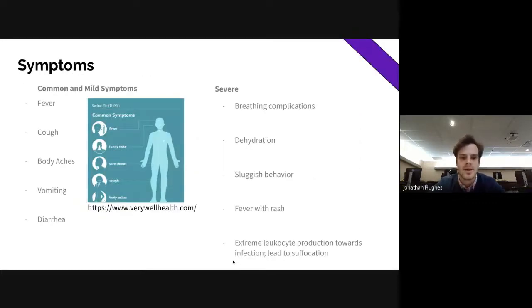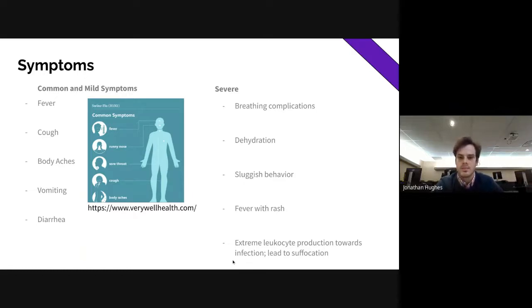Most of us with healthy immune systems are only going to experience those common and mild symptoms that I'm sure we're all very aware of, including fever, cough, body aches, vomiting, and diarrhea. However, those more at risk, and I'll talk more about the populations at risk in a few slides, have a chance at contracting more severe symptoms, which include breathing complications and dehydration, which can be in the form of excessive diarrhea or excessive vomiting.